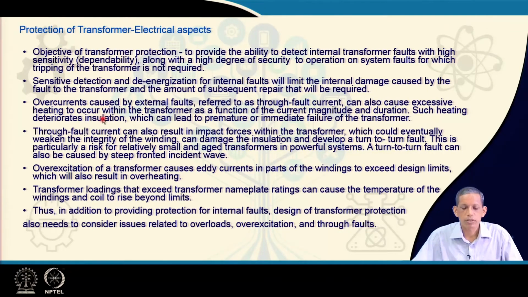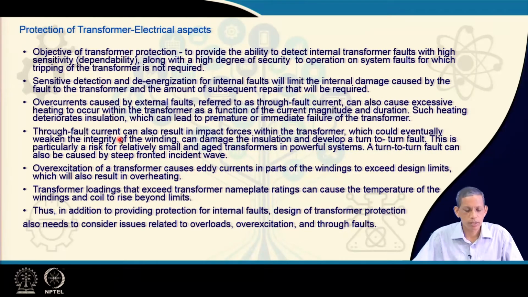Overcurrents caused by external faults, called through faults for the differential protection or transformer protection, lead to excessive heating in the transformer. Such heating deteriorates the insulation, which can lead to premature failure of the transformer. So how long the transformer can tolerate an external fault is also a governing factor. Coordination with the downstream protection scheme must also be addressed in the transformer protection scheme.